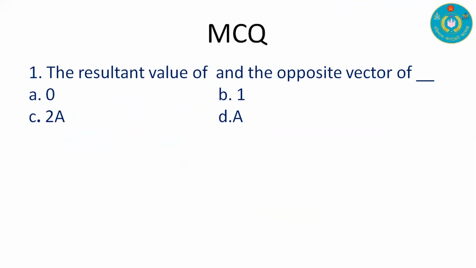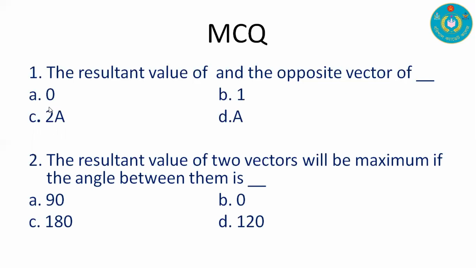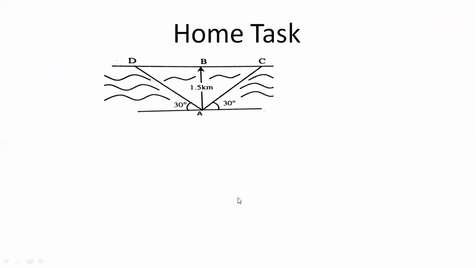MCQ based on this lesson: the resultant value of a vector A and the opposite vector of A is 0. The resultant value of two vectors will be maximum if the angle between them is 0 degree.